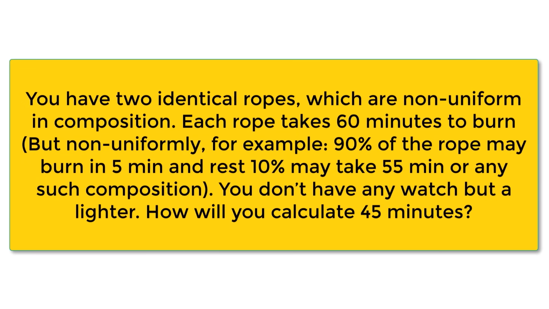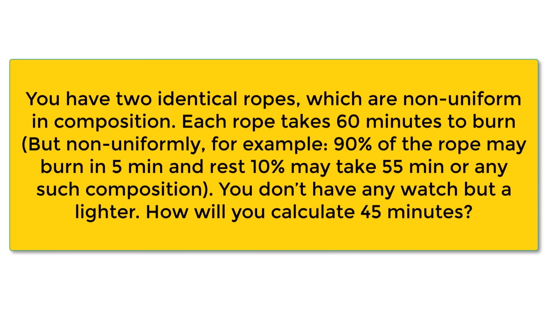Think that you have 2 identical ropes, which are non-uniform in composition. Each rope takes 60 minutes to burn, but the ropes are not uniform, meaning 90% of the rope may burn in 5 minutes and the rest 10% may take 55 minutes or any such composition. You don't have any watch but a lighter. How will you calculate 45 minutes?